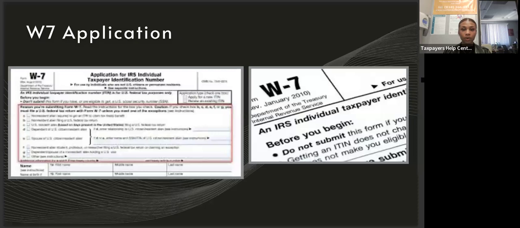So listed here below, just like the previous couple slides, is another screen grab of what the W-7 application would look like. I know the first picture to my left is going to be a little blurry, so I'm going to go ahead and use my mouse right here. If you guys can see, everything listed in red right here is the general information that one would fill out when they do apply for an ITIN number. And then listed below is just minimal information that will also be needed. But everything right here in the red is pretty much the main shebang.